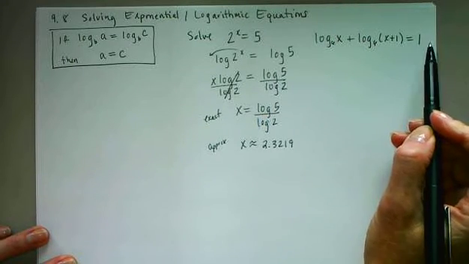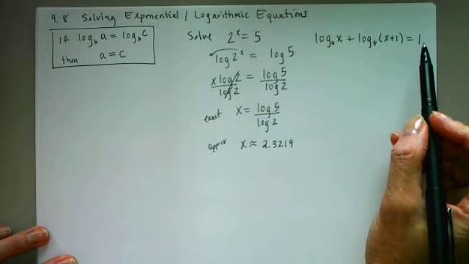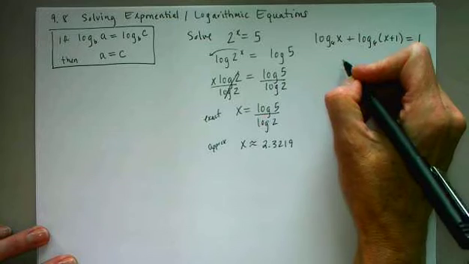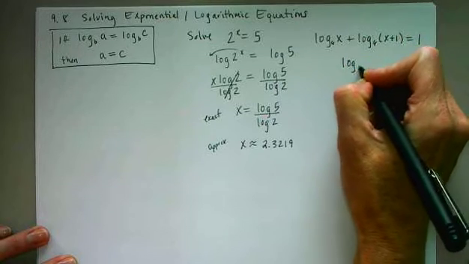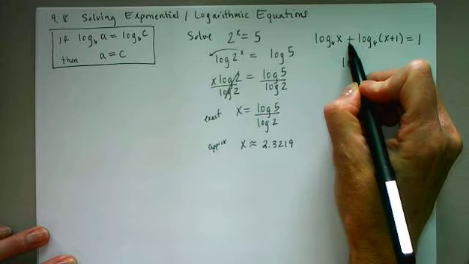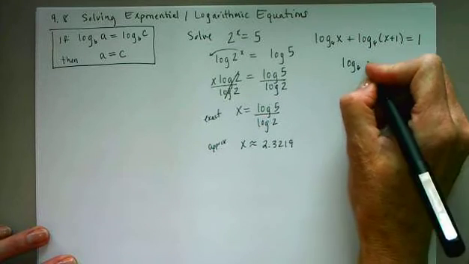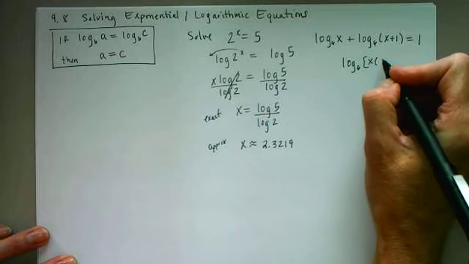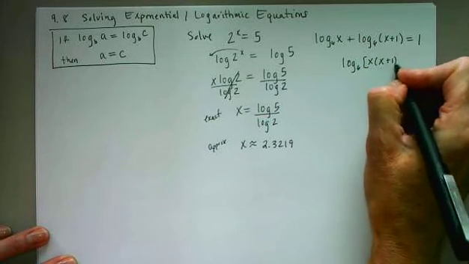So what we're going to do is what we learned earlier in this chapter and condense those and make them 1 log. So to condense them, because they're both log base 6, I can write them as 1 log, and we know that we change plus into multiply. So I have log base 6 of x times x plus 1.